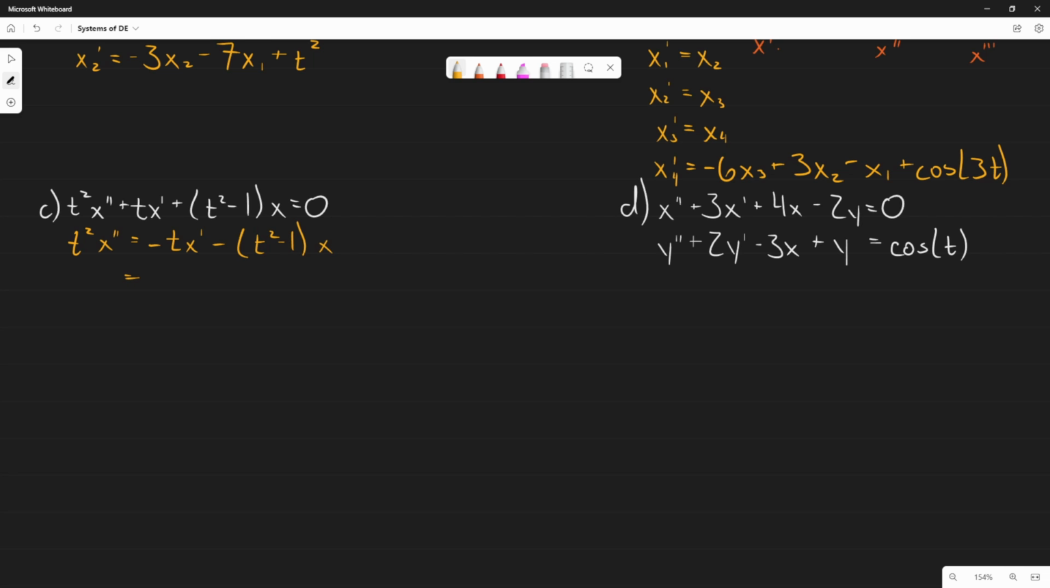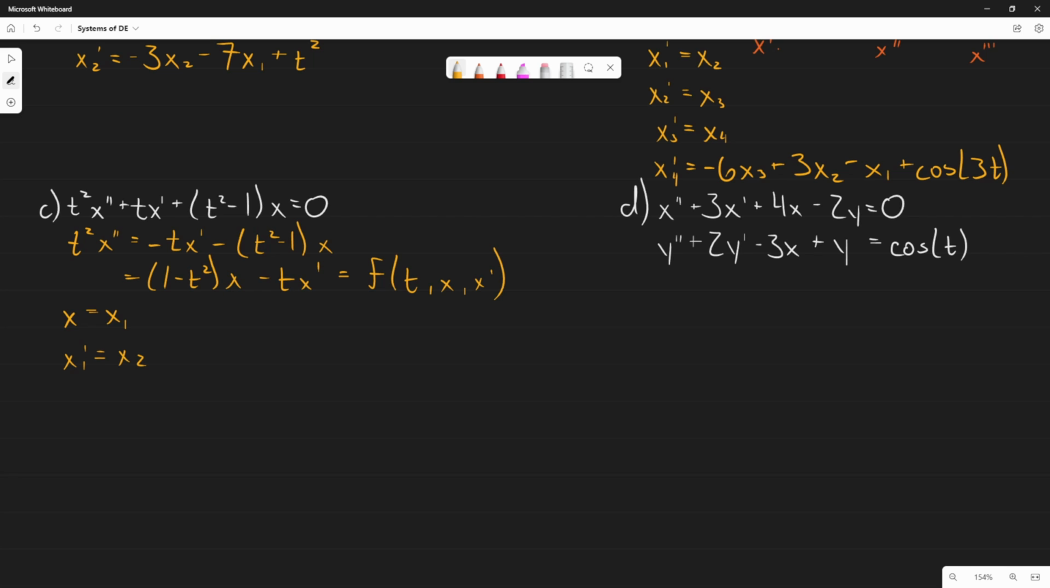Or another way to write this, if we distribute the negative, this would be 1 minus t squared times x minus t x prime. And again, this is going to be equal to some function f of t, x, and because it's second order, it would just be x prime. And so now we are going to let the substitution come into play. So again, we're going to let x equal x1. x1 prime is going to be equal to x2, and that's pretty much it.